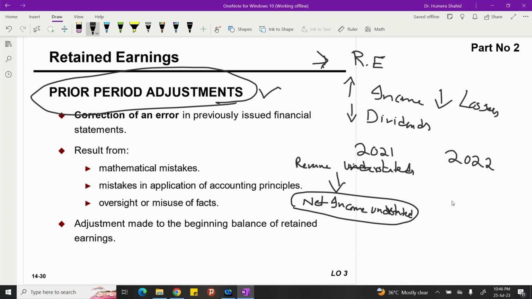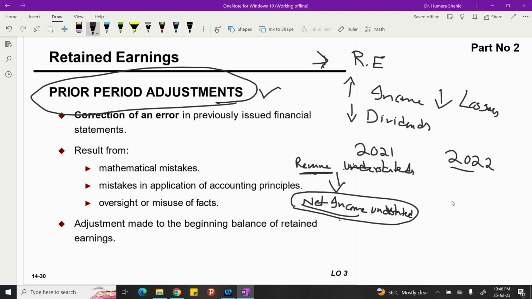Why? Because we all know that by the end of every year, the net income account is closed. The income summary account is closed into the retained earnings. Income summary gets debited, retained earnings gets credited. So if we simply record the revenue in 2022, we are doing it wrong, because the income statement belongs to one particular year. In 2022, the income statement is only for 2022 items, not for 2021 items.